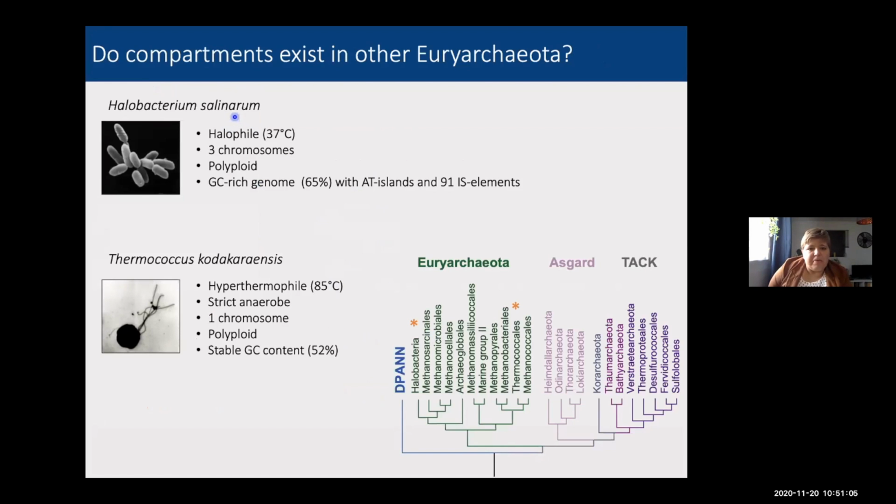So we did Halobacterium salinarum, which is another halophile, so it's very similar to Haloferax. It's also got multiple chromosomes, and it's also got a GC-rich genome, which has AT islands and a lot of IS elements. Conversely, Thermococcus kodakarensis, which is quite far in the Euryarchaea tree, is a hyperthermophile, similar to the Sulfolobus species. It's also a strict anaerobe, so it's much more difficult to deal with, but it's also polyploid. Interestingly, it has a stable GC content, and it also doesn't have very many of these IS elements.